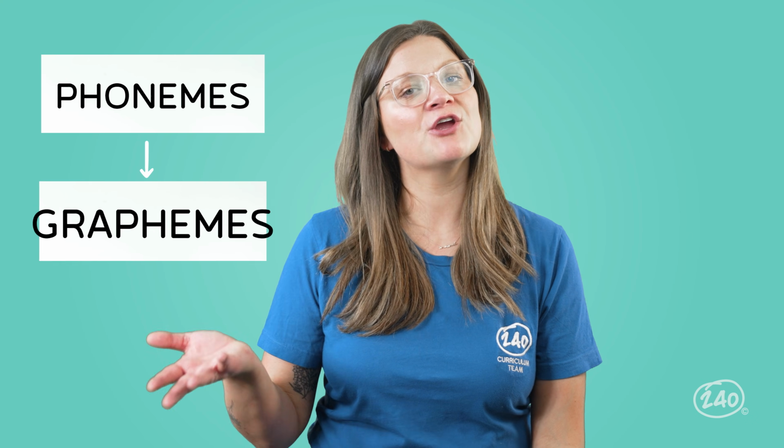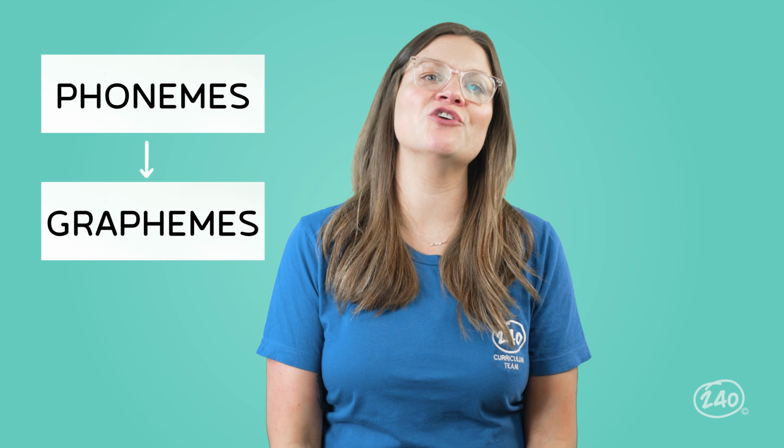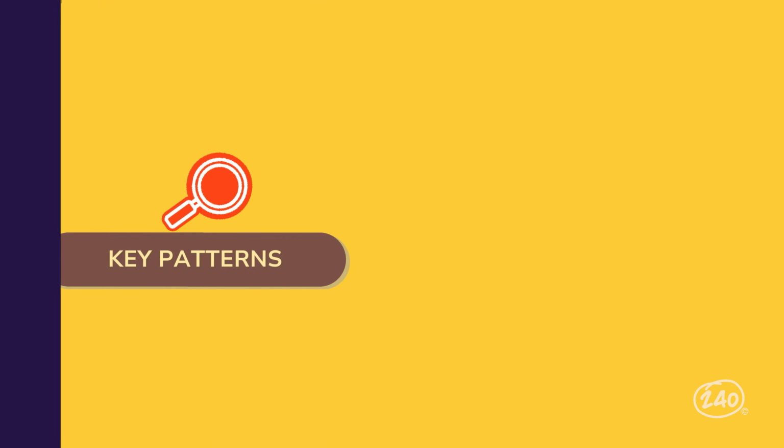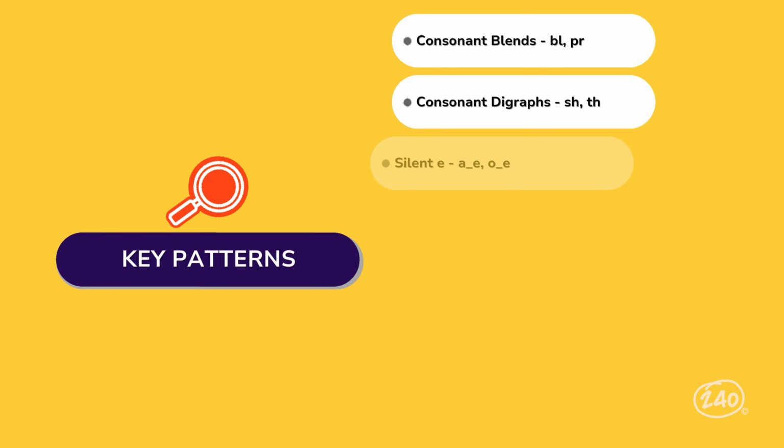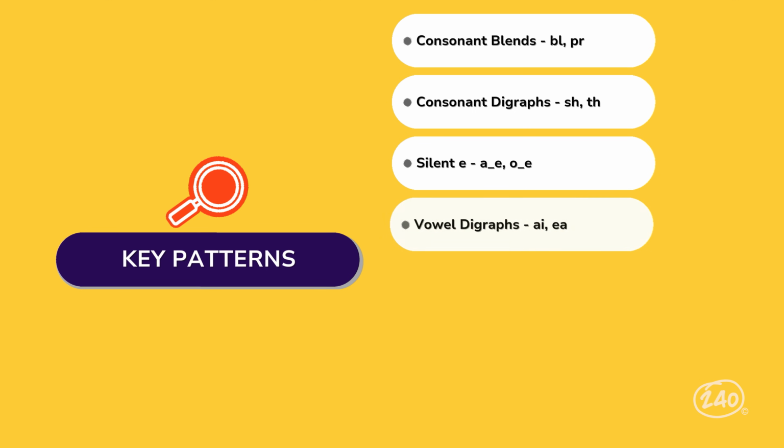Phonics is all about connecting the sounds of language, phonemes, to their written symbols, graphemes. In addition to teaching your students single-letter consonant and vowel sounds, you'll need to be familiar with more advanced phonics patterns. Here are some key patterns to know in order of increasing complexity with examples: consonant blends, consonant digraphs, silent E, vowel digraphs, and diphthongs. I know, funny name, right? But they're important to know.